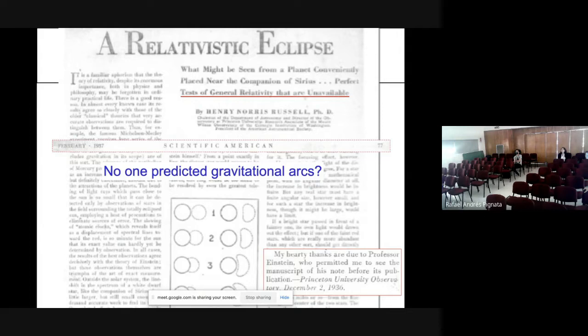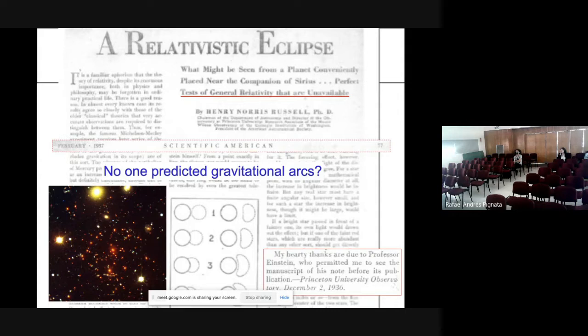He then hypothesized a situation where you have an alignment of two massive bodies, and he predicted the shape of gravitational arcs. I don't know if he did any calculation there, because it's a popularization paper. Anyway, that's out of curiosity. That's the first arc that was discovered, in the bottom left. It's Abell 370, or 360, I don't remember.